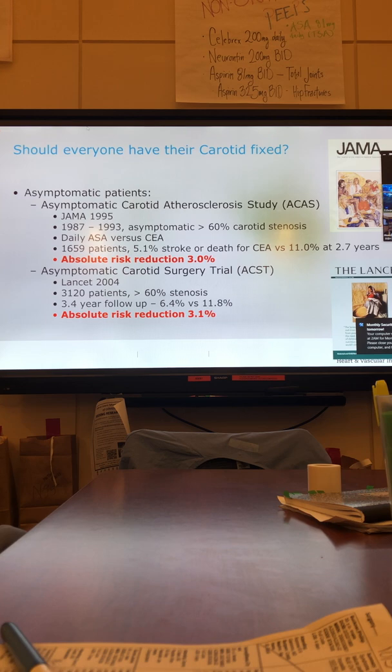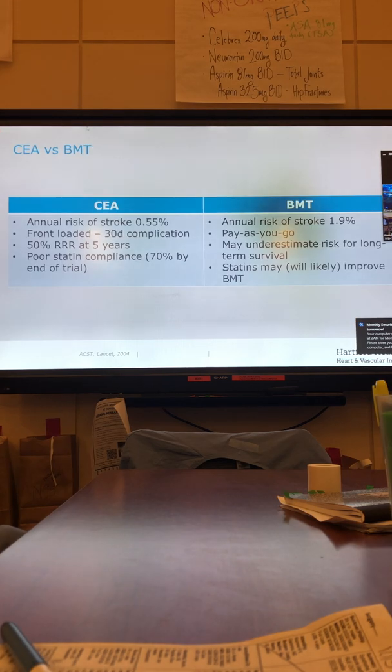I will tell you one thing, both of those numbers, the 5% and the 11%, have both gone down, all right? So now the risk of a stroke with an asymptomatic patient is about 1% if we go to a CEA. It's very low, all right? But also with medical management, the risk of a stroke is only about 5-6%. So that's gone down too, by the same amount.